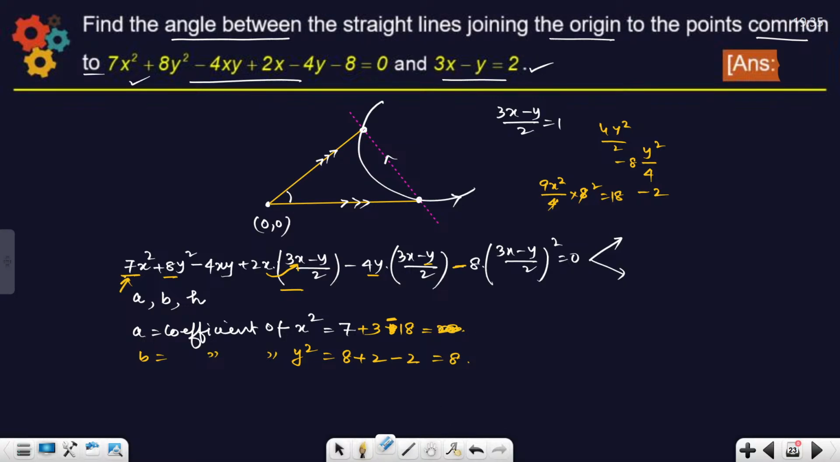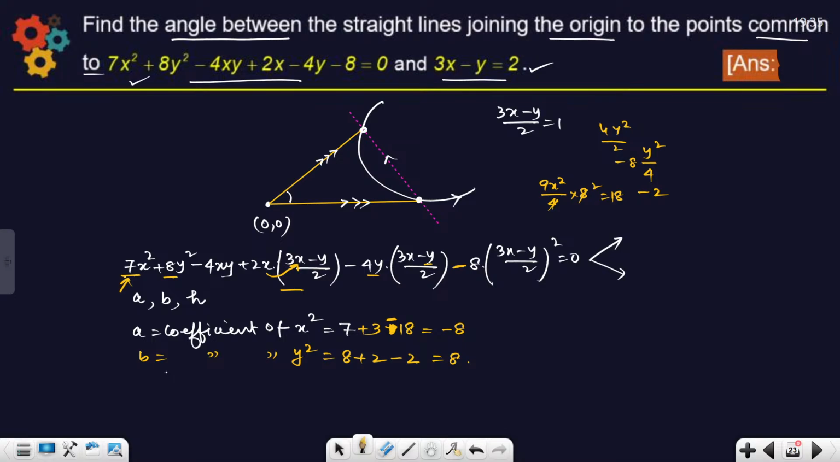It will be basically minus 8 in that case. I've wrongly copied the sign. So it will be minus 8. Is it clear? Now, don't try to find out h. h is basically the coefficient of xy.